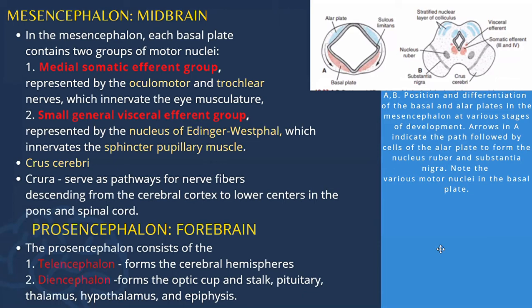So each basal plate contains two groups of motor nuclei, the medial somatic efferent group and the small general visceral efferent group. The medial somatic efferent group represents the oculomotor and trochlear nerves, which innervate the eye musculature, while the small general visceral efferent group represents the nucleus of Edinger-Westphal, which innervates the sphincter pupillae muscle.